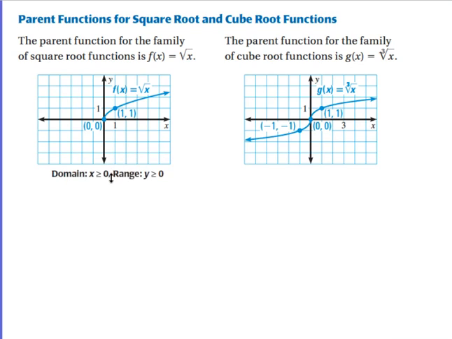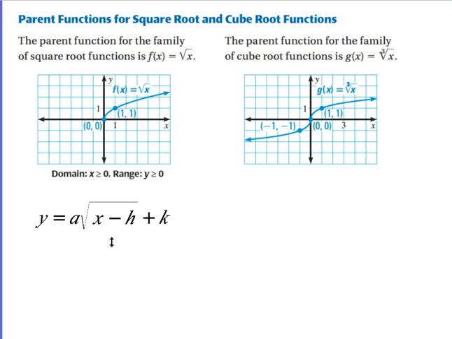So the domain for our square root of x function is always going to be x is greater than or equal to 0, and the range is y is greater than or equal to 0. Now, recall that that's the domain and the range for the parent function. Once we start doing transformations, that is going to change.